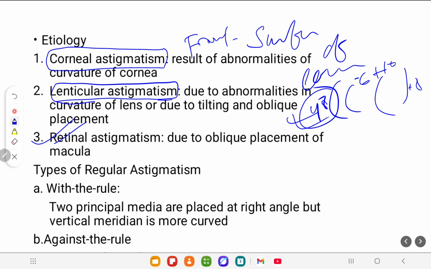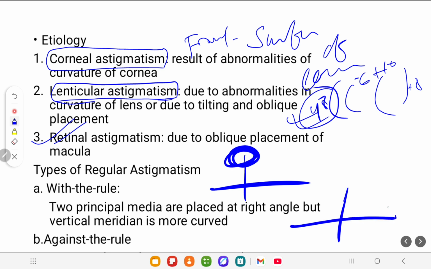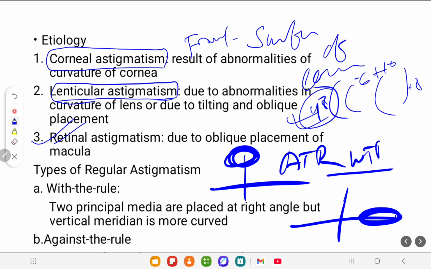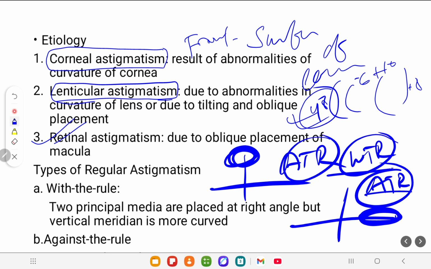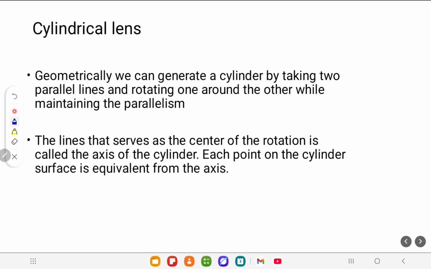With the rule astigmatism and against the rule astigmatism are very simple. When the vertical meridian is steeper, then it is called with the rule astigmatism. Against the rule astigmatism is when the horizontal meridian is steeper than the vertical meridian. As we think in pediatric cases, it is with the rule astigmatism in young age, and again in old age it becomes against the rule astigmatism. We think like that, isn't it? With time this happens.